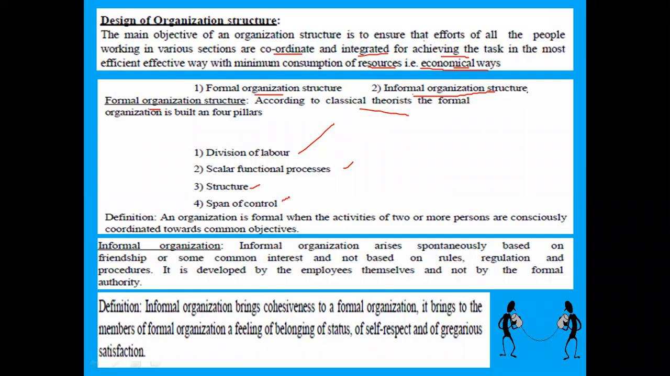Span of control. There should be a limit up to how much, like a 5 year plan, not a 10 year plan or 6 year plan. Like this, that is a plan of action. So these are the four pillars based upon the classical theories on which the formal organization was built.